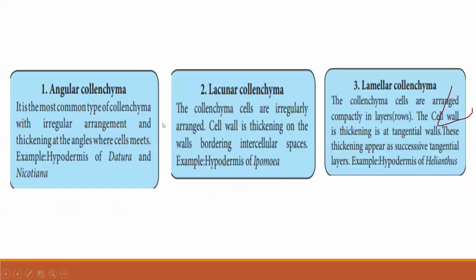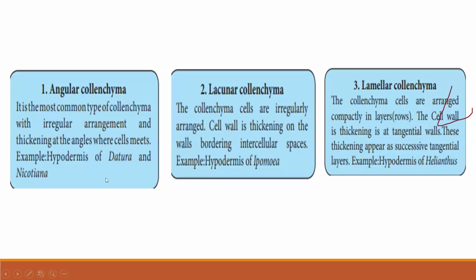The first one is angular collenchyma. It is the most common type, with irregular arrangement and thickenings at the angles where the cells meet. Examples are the hypodermis of Datura and Nicotiana. Here angular thickenings are seen, hence the name angular collenchyma. In angular collenchyma the thickenings are generally seen at the angles.